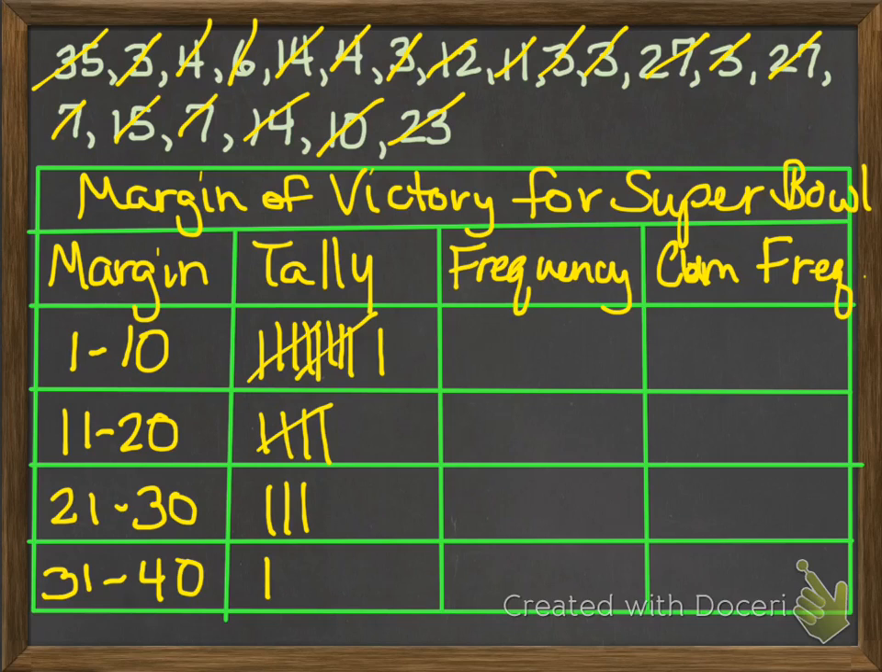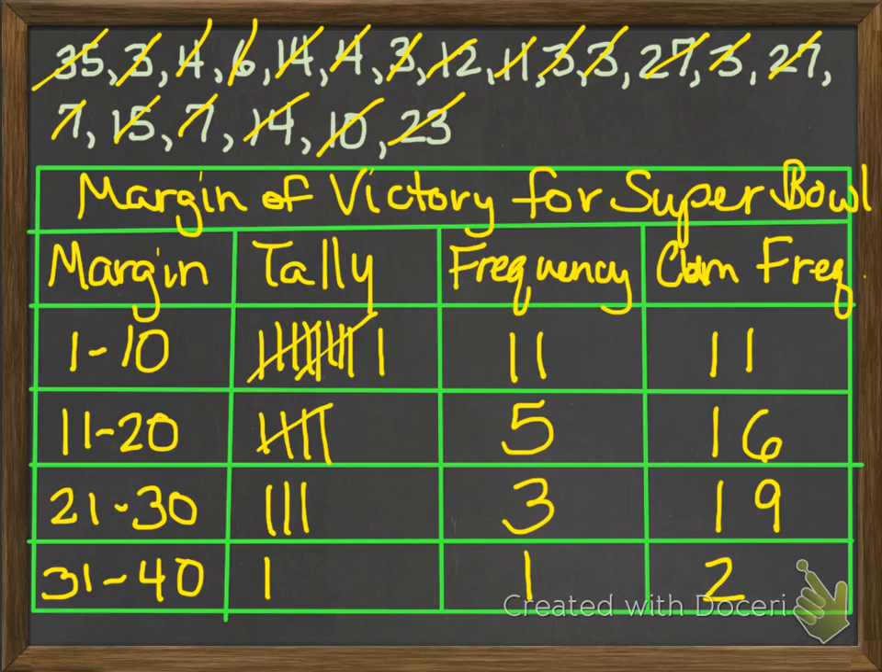I've got 5, 10, 11, 5, 3, and 1. To get my cumulative frequency, remember I'm going to add them as we go. So I've got 11, 16, 19, and 20. And I know that I should come up with 20 at the end because I had 20 pieces of data. I had 20 years of Super Bowl victories.